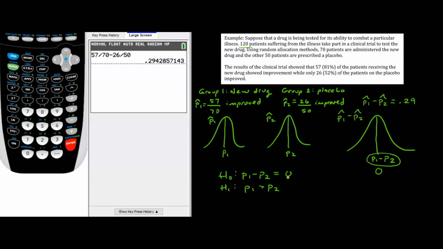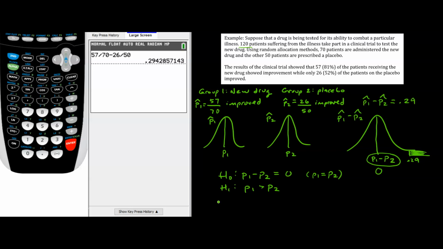So if our assumption is that there's no difference, and remember this also means p1 is equal to p2, then this is 0 right in the middle of this distribution, and so our result of 0.29 is going to be out here somewhere. And essentially what we want to capture is the probability, assuming that there is no difference, of observing something as extreme or more extreme than what we're actually observing. So we would want to get this area.